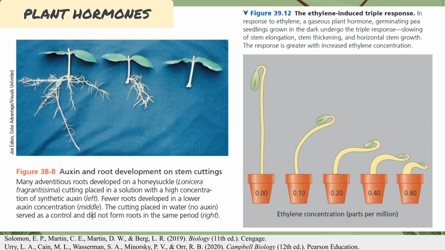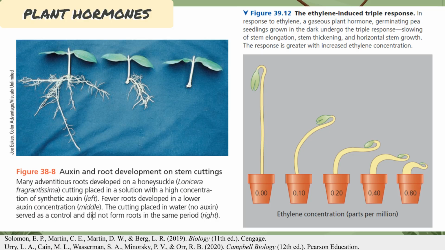Auxin also plays a critical role in the formation of roots, particularly adventitious roots, roots that grow from non-root tissue like stems. When stem cuttings, such as those from honeysuckle, are placed in a solution with a high concentration of synthetic auxin, they develop many adventitious roots.